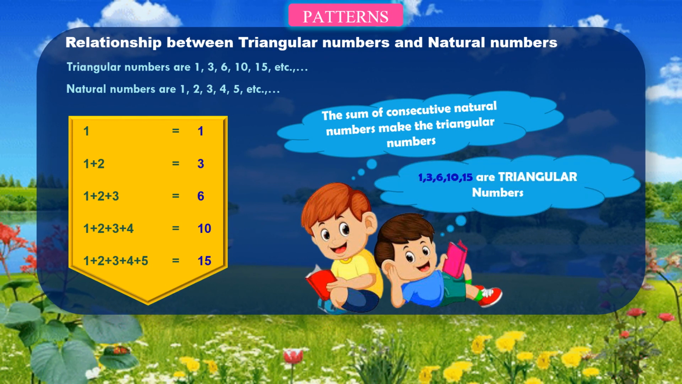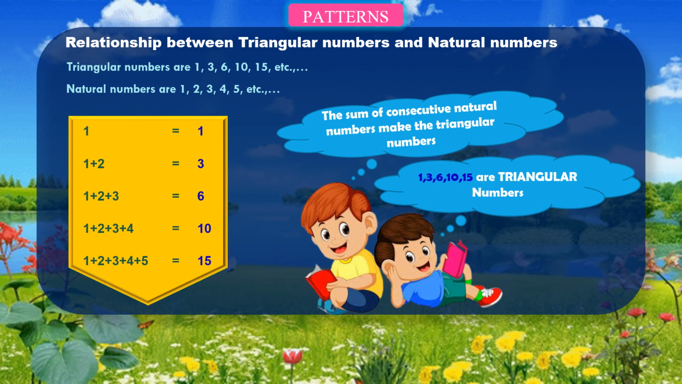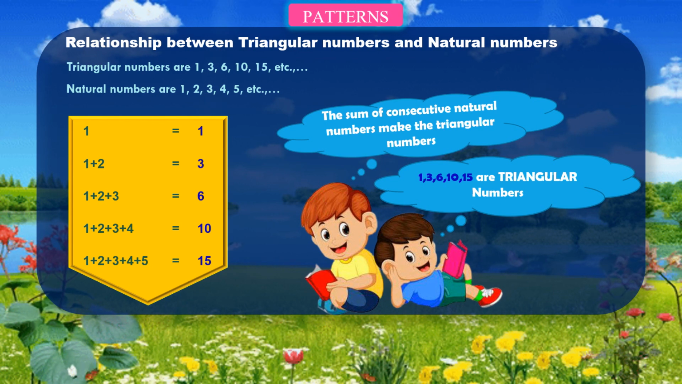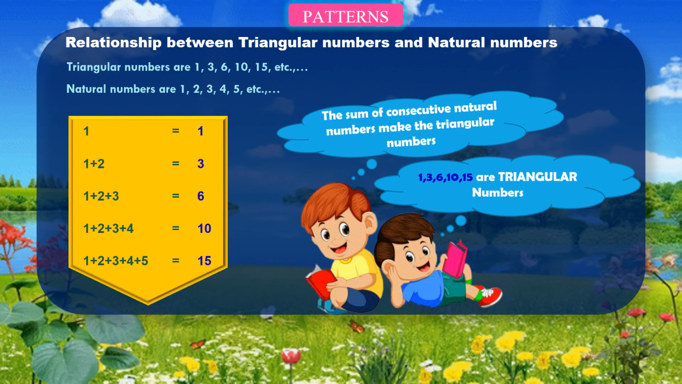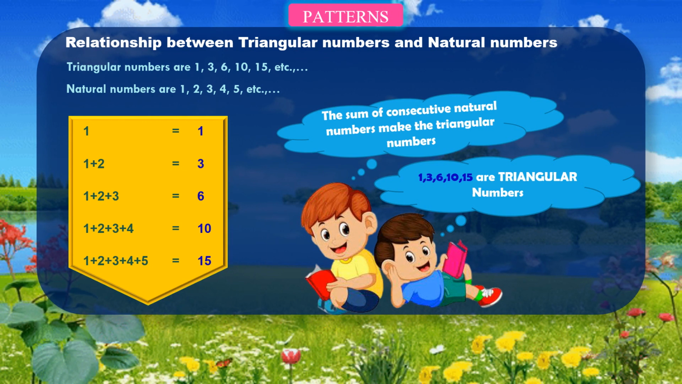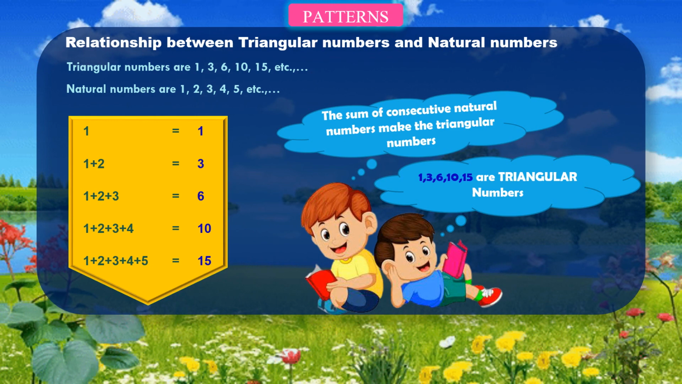And the series goes on. 1, 3, 6, 10, 15. These are all triangular numbers. Can you understand now? Yes, the sum of consecutive natural numbers makes the triangular numbers.